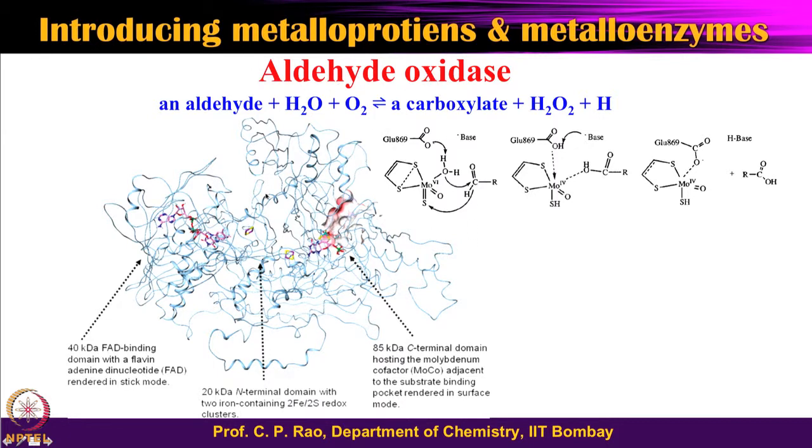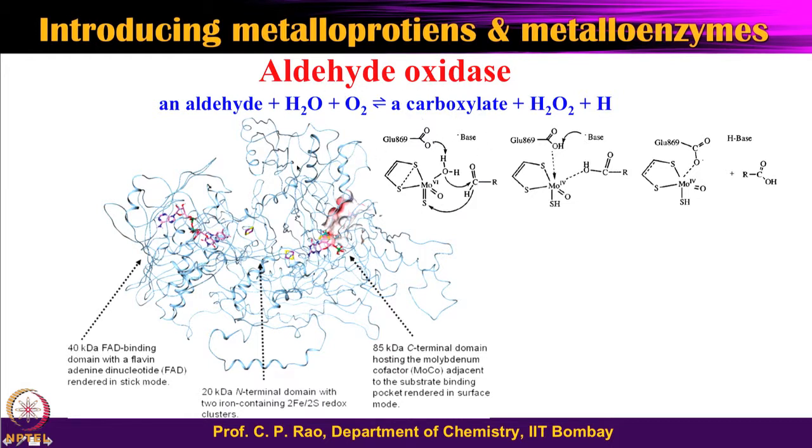So, what will happen when the aldehyde oxidizes? And when the aldehyde oxidizes, what is the oxidized form of aldehyde? Carboxylic acid. So, it is both electrons as well as oxygen. Aldehyde has got 1 O, carboxylic acid has got 2 O's. So, therefore, you need to add an oxo species to that.